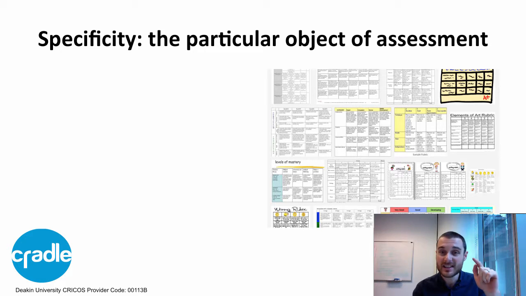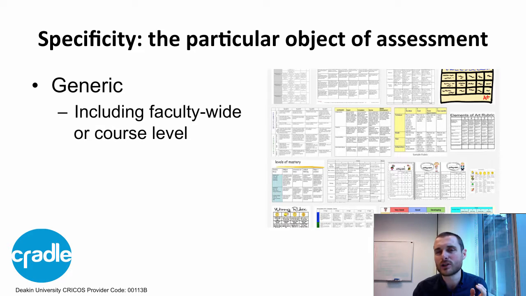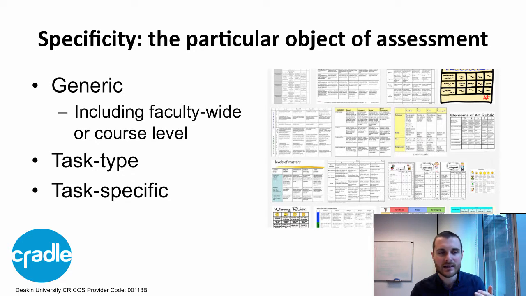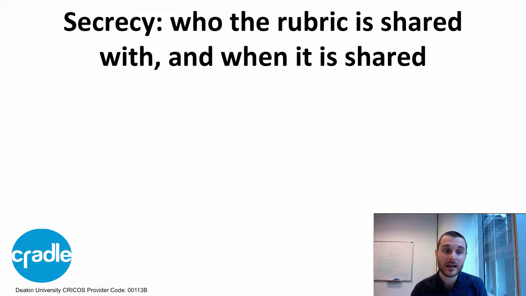Now, the first thing that makes or breaks your rubric is specificity, the particular object of assessment. What is it? Is this some generic rubric? Do you have like a faculty-wide or a course-level rubric? Are you using a task type rubric? Maybe you use the same rubric for every essay. Are you using a task-specific rubric? This rubric for this essay. Your choice among these really, really matters. Think about it and choose.